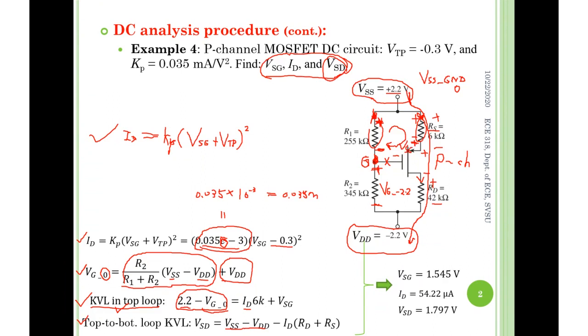Voltage across RS is easy, ID times RS. Voltage VSG is one of our unknowns, we keep it. The only matter is the voltage across R1. How to find this voltage across R1? Actually, you have more than one way to find it. By this method, voltage across R1 equals the voltage at this node minus the voltage at this node. This is the basic voltage potential definition. Voltage across one thing equals the potential difference between two terminals, right?